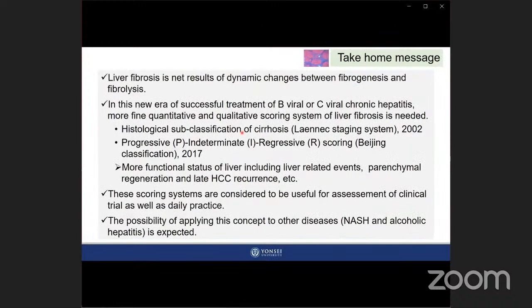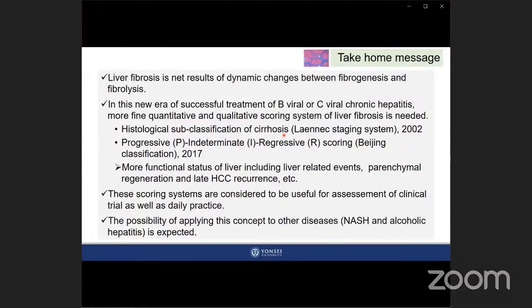So here is the summary. Liver fibrosis is the net result of dynamic changes between fibrogenesis and fibrolysis. In this new era of successful treatment of B viral and C viral chronic hepatitis, a finer quantitative and qualitative scoring system of liver fibrosis is required.